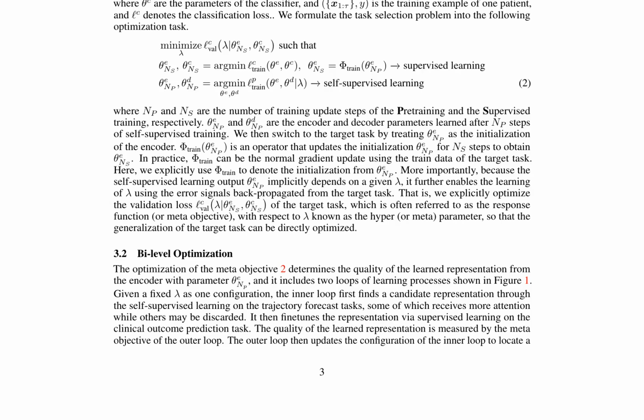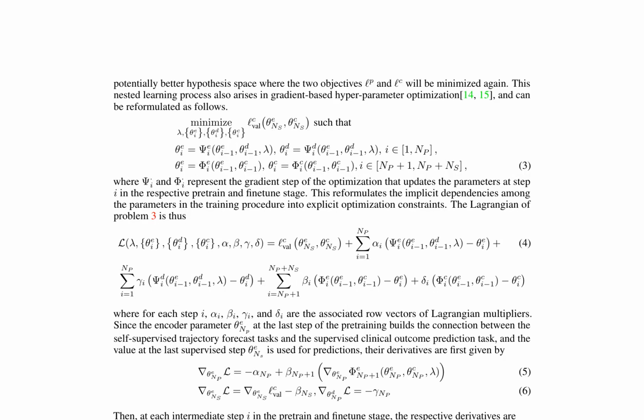The outer loop, on the other hand, uses a supervised learning objective, such as cross-entropy loss, to train a classifier for outcome prediction. The task selection problem is formulated as an optimization problem, where the goal is to minimize the validation loss of the target task by optimizing the task weights. The optimization process involves alternating between the inner and outer loops, where the inner loop updates the encoder and decoder parameters, and the outer loop updates the task weights using the meta-objective function.